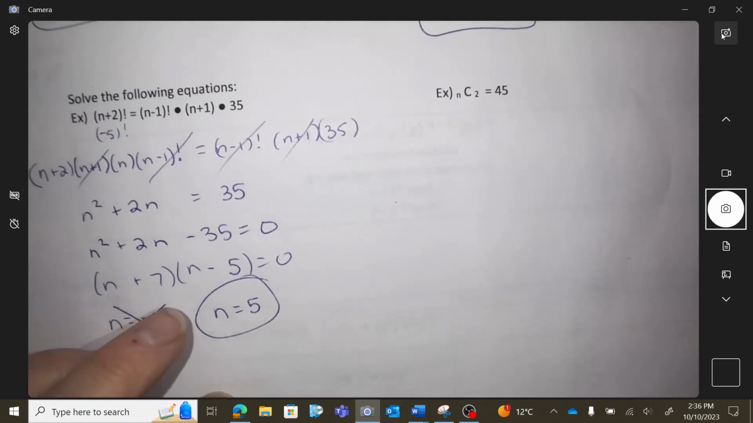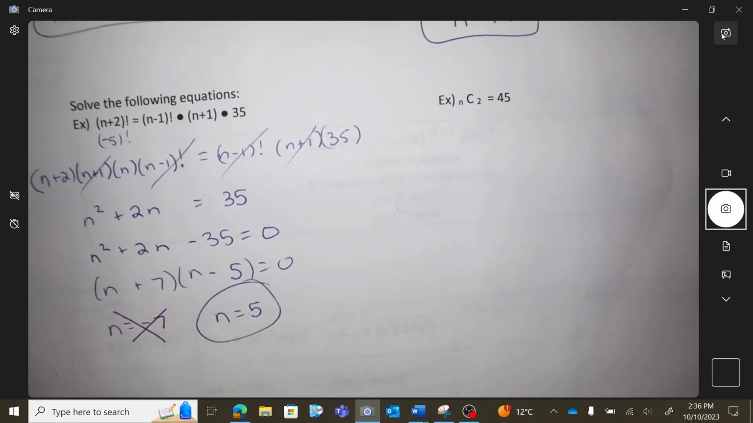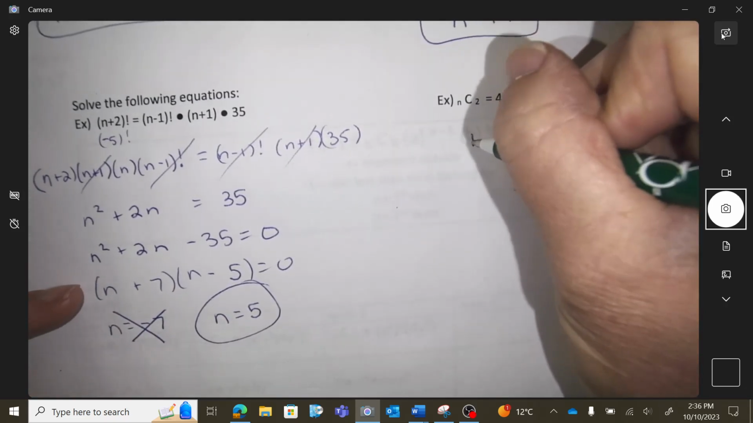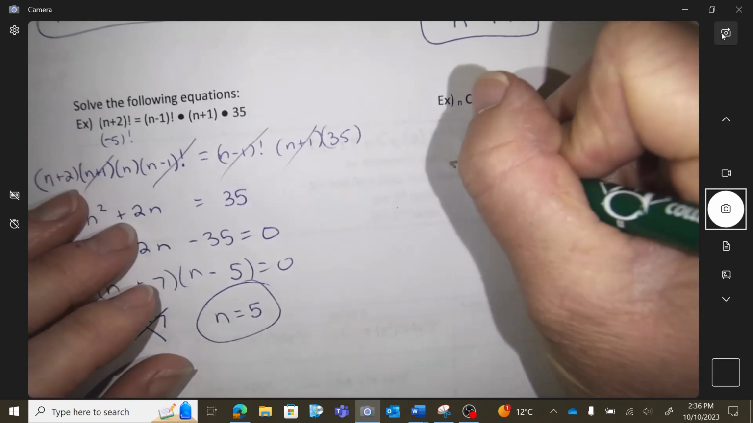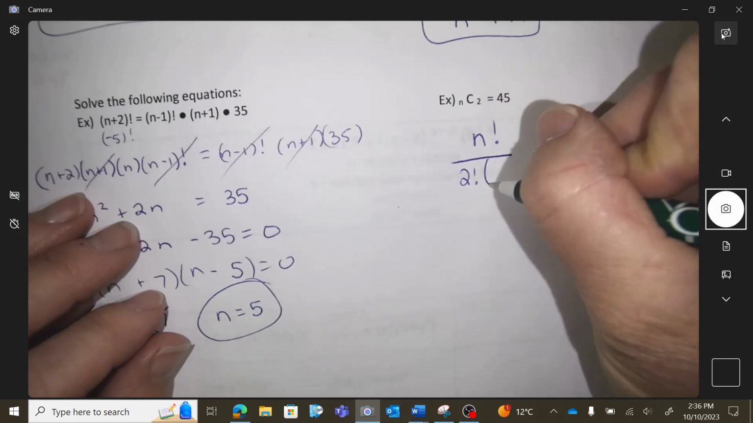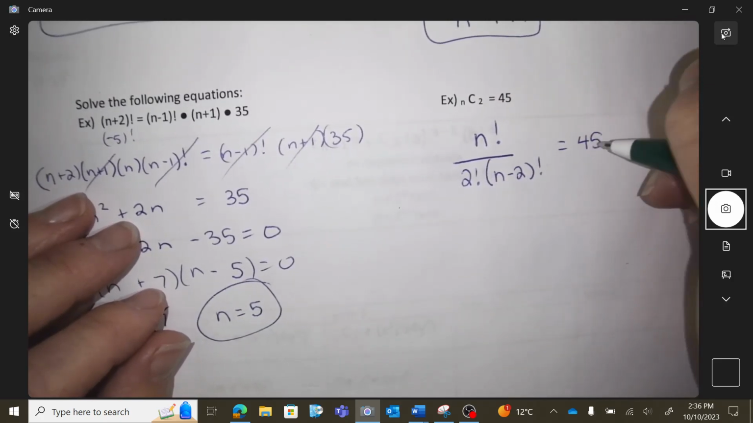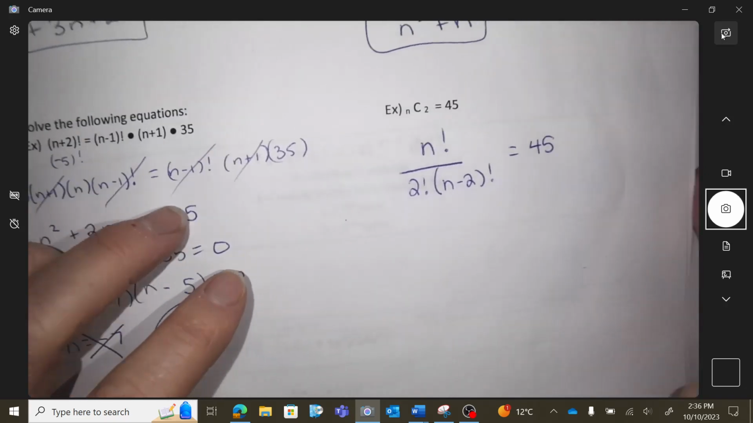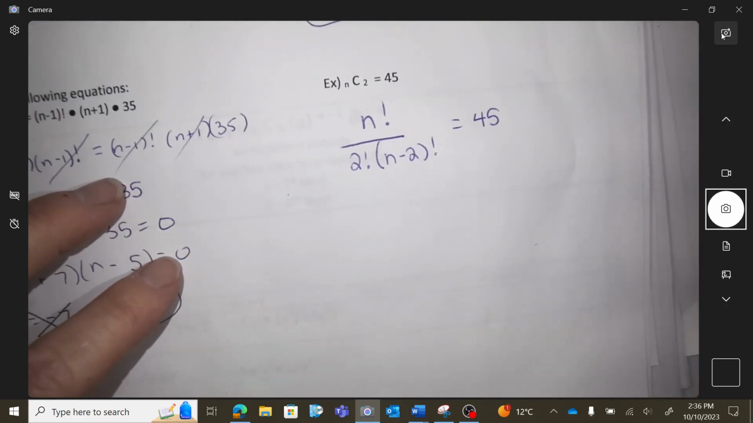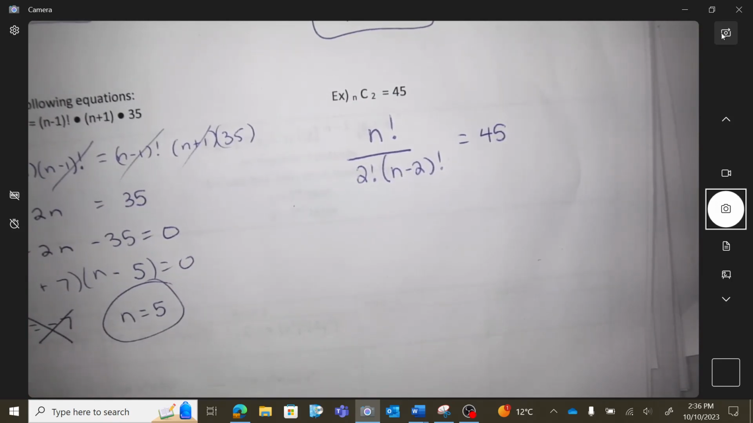Okay, and the last question. nC2, so we're going to have to go to our formula sheet. So it would go n factorial divided by 2 factorial times n minus 2 factorial. So what did I do there? I just grabbed my formula sheet and figured out what to replace with.